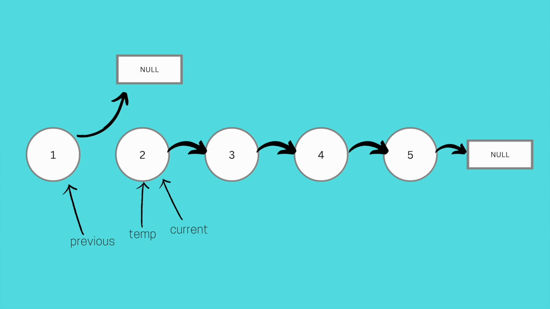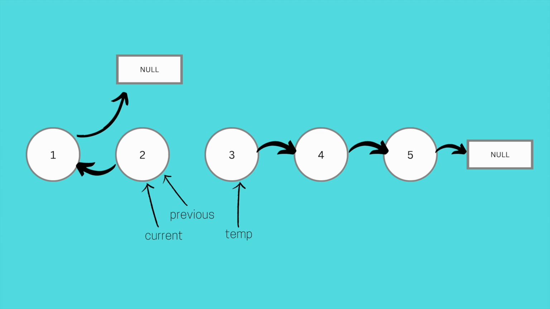So now that we've reversed the first node, we're going to continue this process by setting temp to be current's next, and then taking current's next value, setting it to previous, and then moving previous to current, current to temp, and temp to current's next.